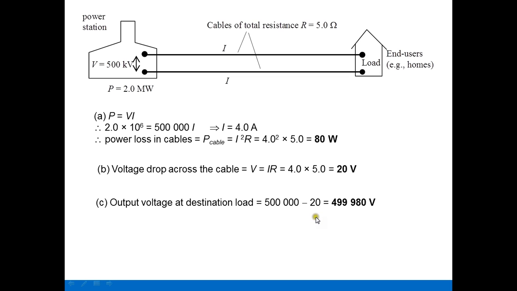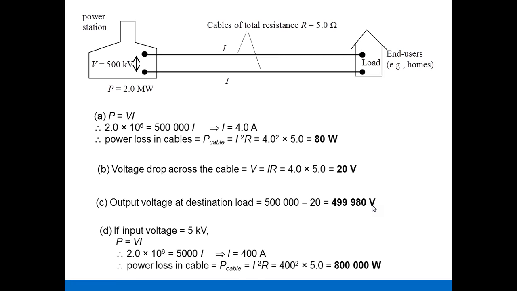Part C, you're asked to find the output voltage at the destination load. Since you have a potential difference of 500 kilovolts and 20 volts is consumed, what you are left with is 499,980 volts.